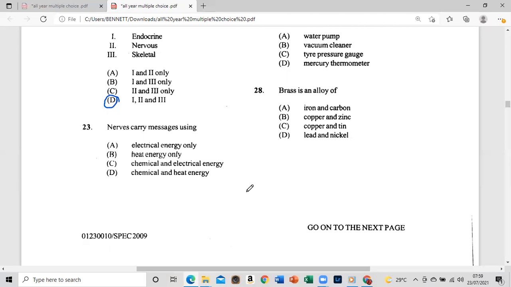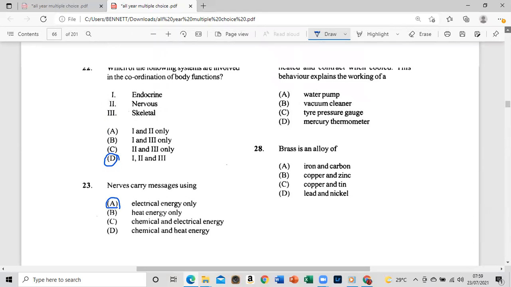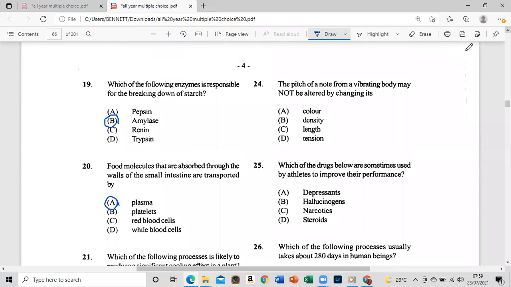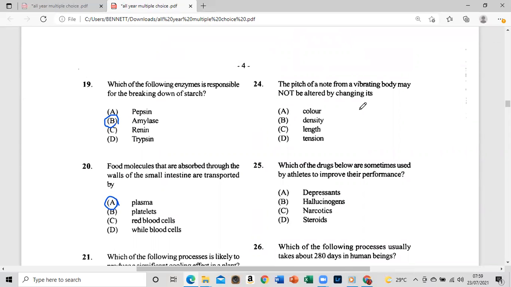So 23 is A, electrical energy only. All right, let's move on to 24. The pitch of a note from a vibrating body may not be altered by changing its, is it A, color, B, density, C, length, or is it D, tension? The answer for 24 is color. It's a not question, so it's color, definitely color.